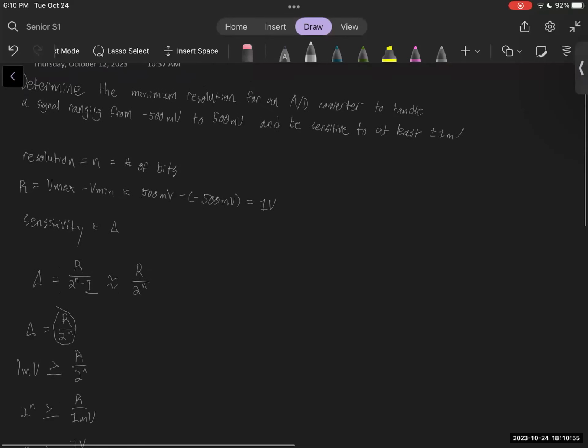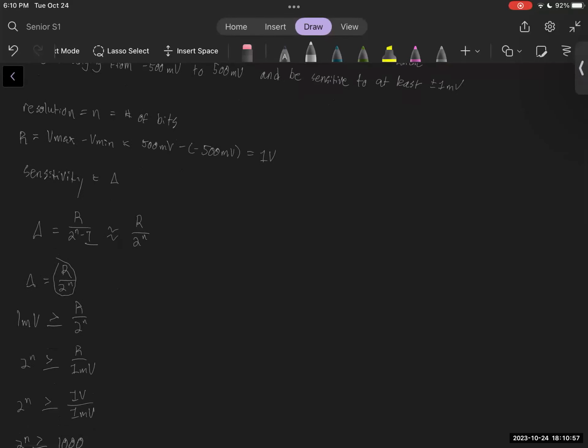But in the examples we did last week on Thursday, I think it just said a flat number. It didn't say a plus minus. Yeah. So when we see that, we're just assuming that it's both ways, right? Yeah. So it shouldn't make a difference if you define it to be sensitive to plus or minus 1 millivolt or at least 1 millivolt. It shouldn't make a difference. Okay, cool. Thank you. Absolutely.